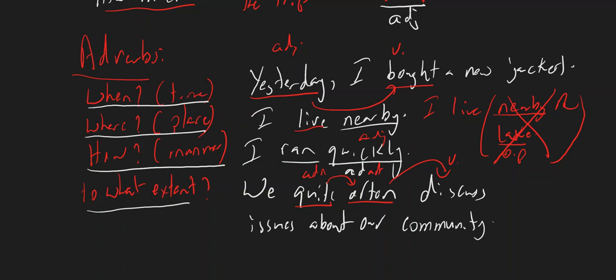It's quite often. Now notice that quite often can also be placed away from the verb. We can say we discuss issues about our community quite often. So you can place it here. Okay. Some writers also place it at the beginning of the sentence. It doesn't matter a lot, but usually it functions well if it's before the verb or at the end of the sentence.